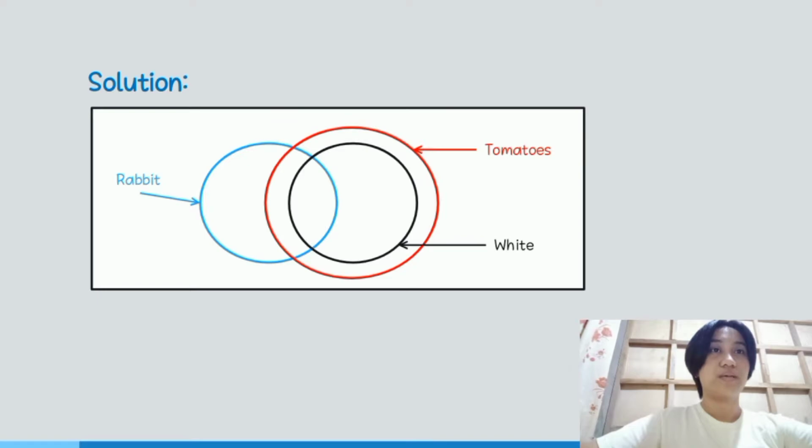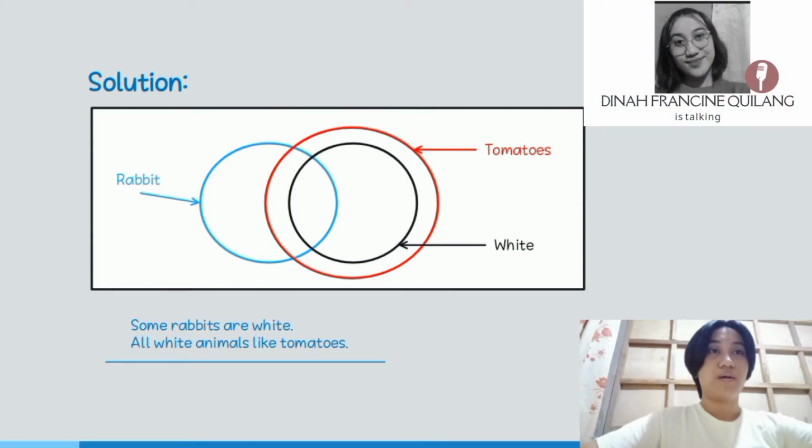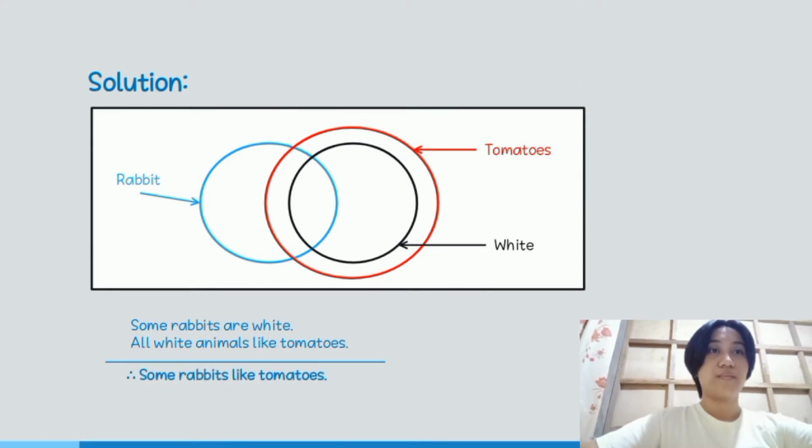So now that we complete our diagram, we can now conclude for our conclusion. Some rabbits are white, all white animals like tomatoes. Therefore, our conclusion for this argument will be some rabbits like tomatoes.